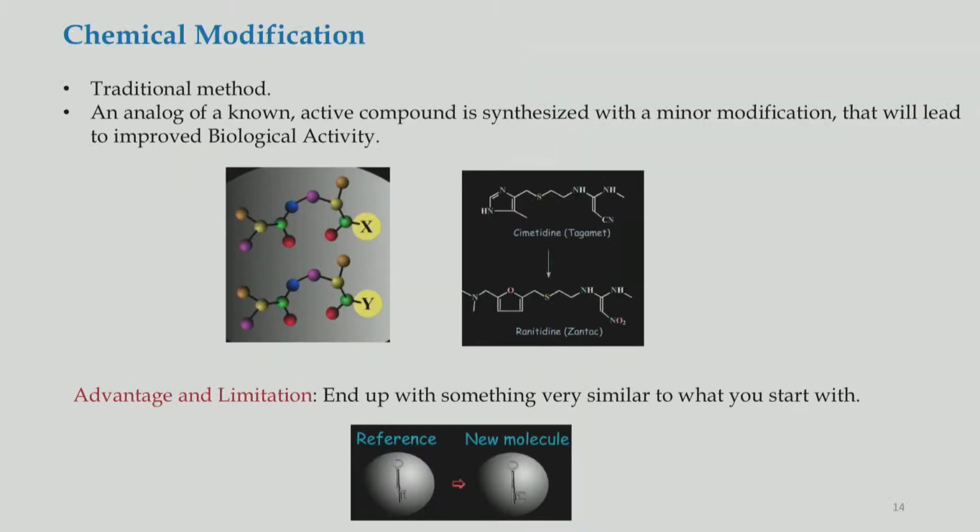The second approach is chemical modification, which is a traditional method. Here mostly we start with an active compound and synthesize it with modifications, then test its biology. So this is a kind of safe process, because if any molecule is showing good activity and we refine it with a little modification, the molecule's biological activity can improve. In case you look at these molecules, Tagamet and Zantac, both are almost structurally similar, but Zantac was slightly modified from Tagamet. But the limitation of chemical modification is that you end up with something similar.